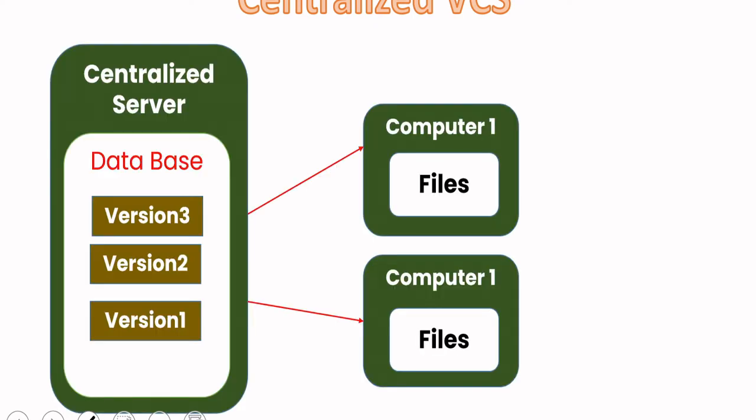So you can see one more diagram here. This is the centralized server where you have the code. Everyone is taking the code from the central. Developer 1 is taking the code. Developer 2 is taking the code. Everyone is taking the code from the centralized server and they are working at the same time. After making changes, they will move their changes back to the centralized server. Okay.